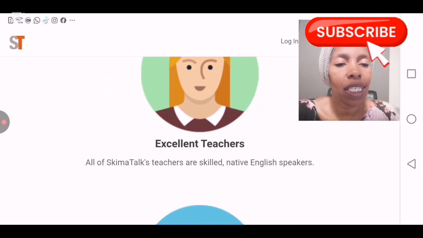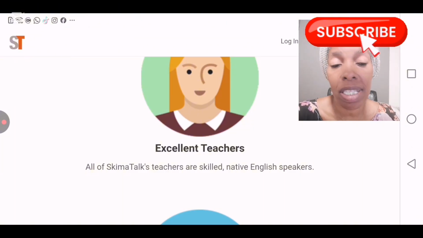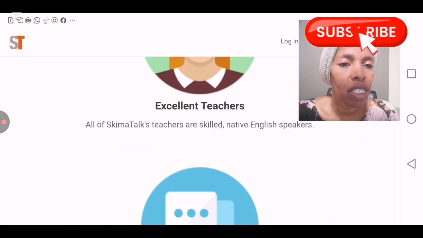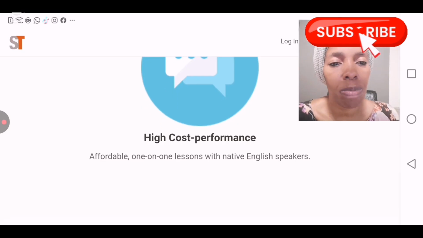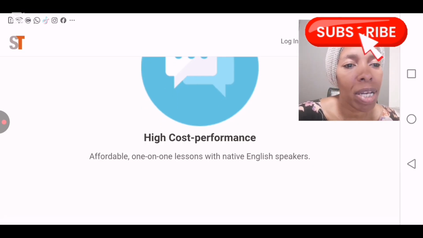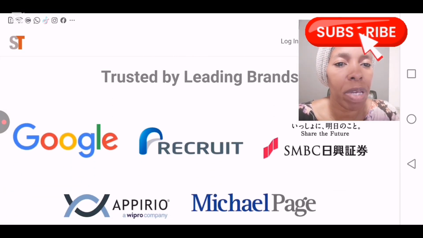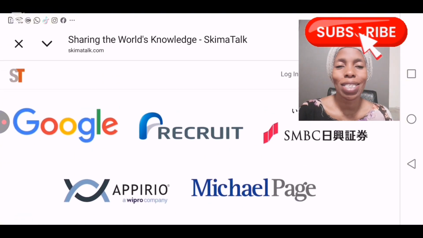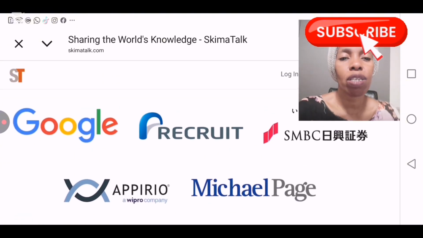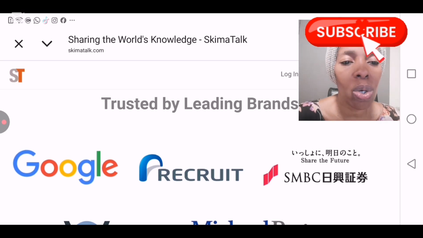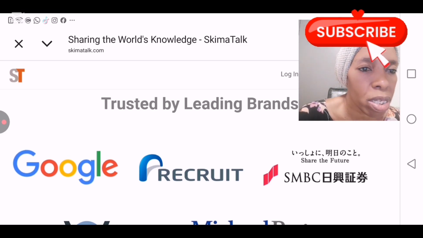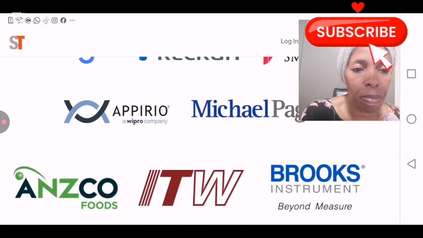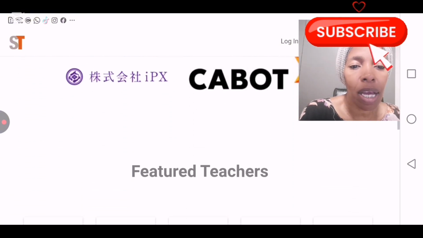And then excellent teachers. That's what they're saying. All of the Schema Talk teachers are skilled native English speakers. And then high cost performance, affordable one-on-one lessons with native English speakers. It is a platform that is accepted worldwide, that is legit. And of course, they've worked with companies like Google, Recruit, SMBC, Aprio, Michael Page, Brooks Instrument, Cabot, and many others.